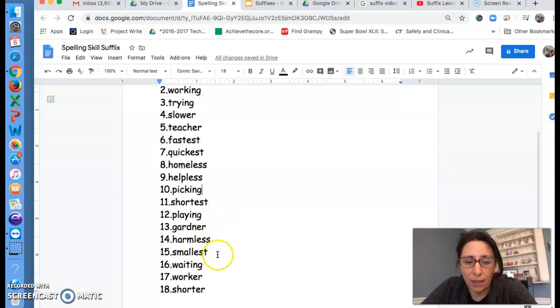Another one is smallest. So small is your root word, and est is the suffix, which est often is used to compare things. So if it's smallest, it means out of a group of things, it is the smallest one of them all.